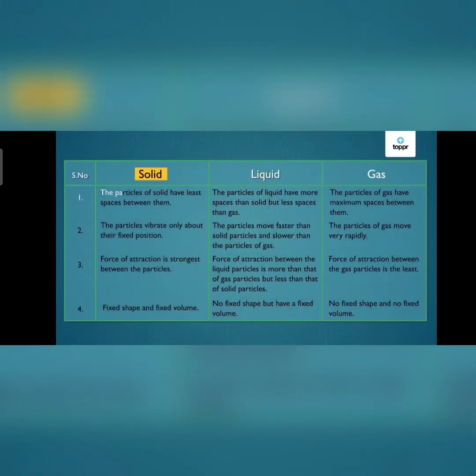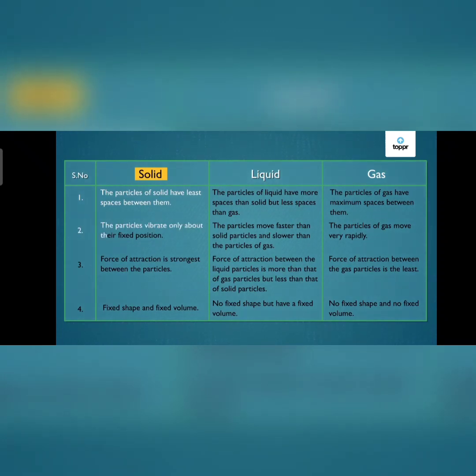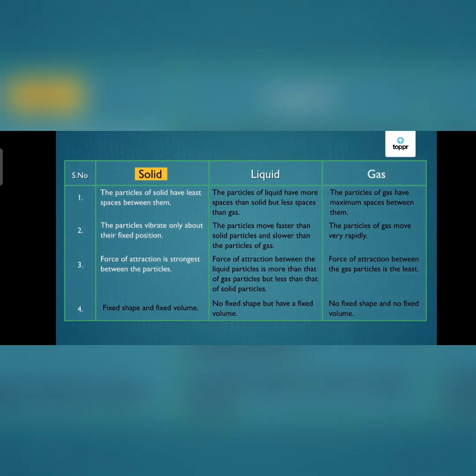Solid. The particles of solid have least spaces between them. The particles vibrate only about their fixed position. Force of attraction is strongest between the particles. We can also say that solids have fixed shape and fixed volume.